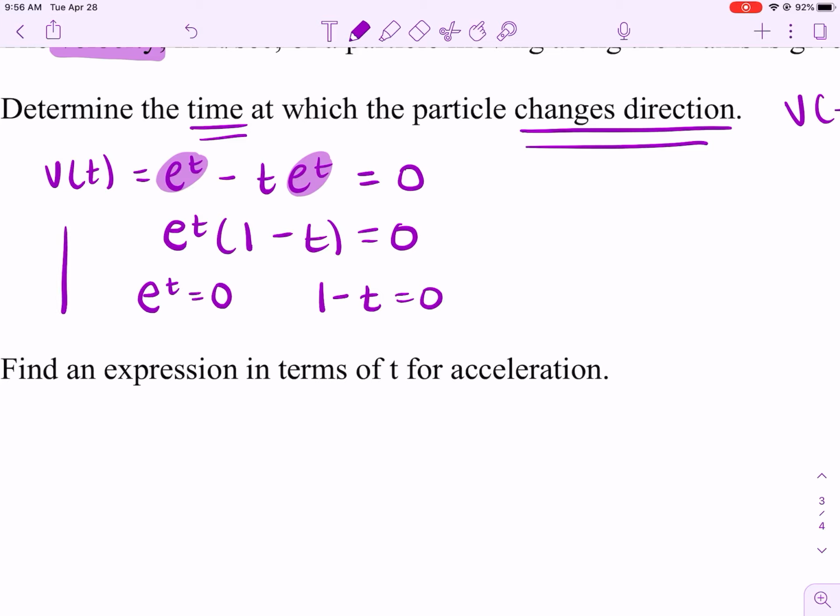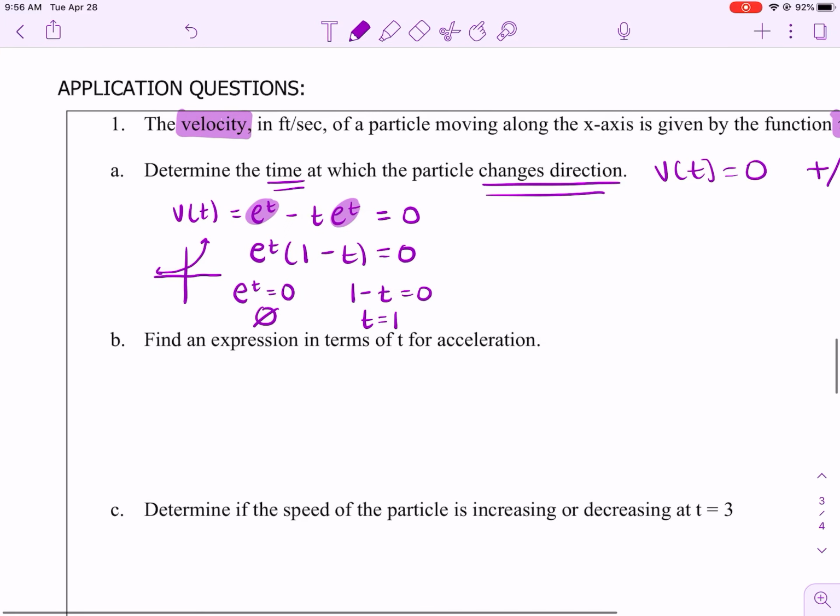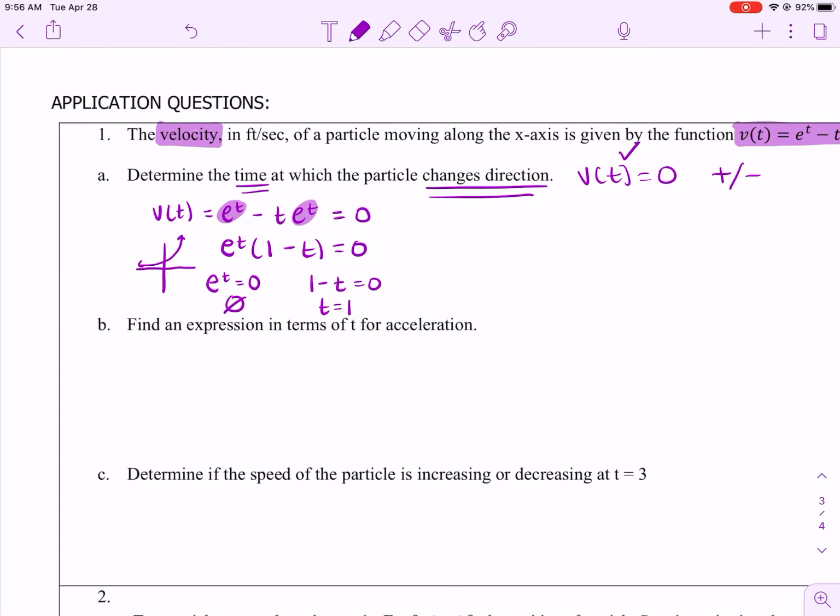If you think about the first equation, e to the t equals 0, recall that e to the x, an exponential function with no transformations, will never be equal to 0. So this one has no solutions. However, the second will be when t is equal to 1. Once we have where the velocity is equal to 0, recall that we have to justify that it actually changes signs. So we can go to our number line, and on our number line, we will have the value for time, which is at 1.